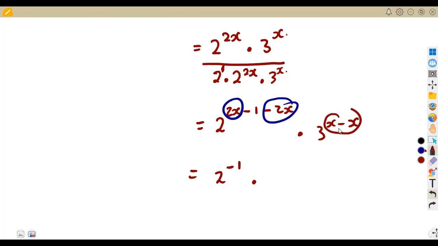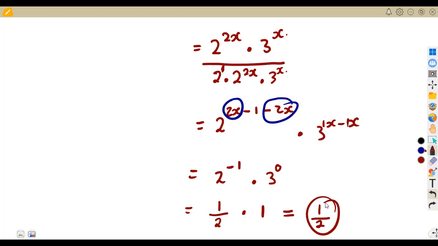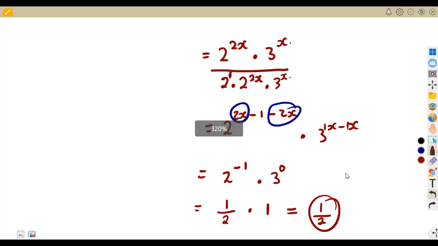So you're going to remain with 2 to the exponent of 1 minus 1, which is the same as negative 1, multiplied by this one, which gives us a 0. x minus x, that's a 0. Any number to the exponent of negative 1 simply means 1 over that number. So it's 1 over 2 times 3 to the exponent of 0, which is 1. So we multiply 1 over 2 times 1. Remember that any number times 1 remains as it is. So it's going to remain as 1 over 2 at the end. So there we have applied our laws up to the last stage of our simplification.